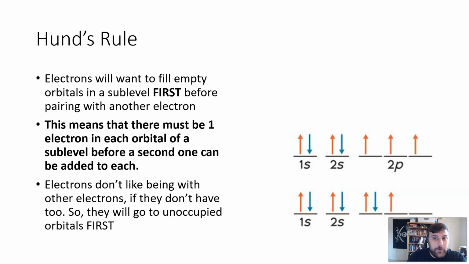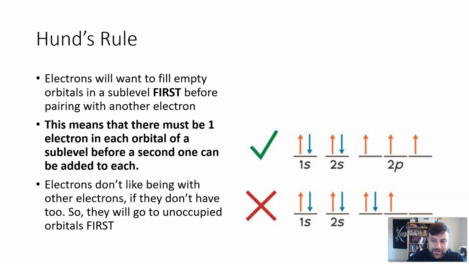For these 2, we'll start with the incorrect one first. The bottom one, letter B, is incorrect because, as we can see, if we look at our 2p orbital, we have 3 electrons. They would want to pair as is shown in letter A. They want to be on their own first before they have a partner paired with them.